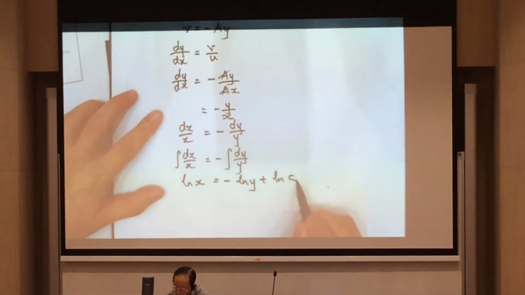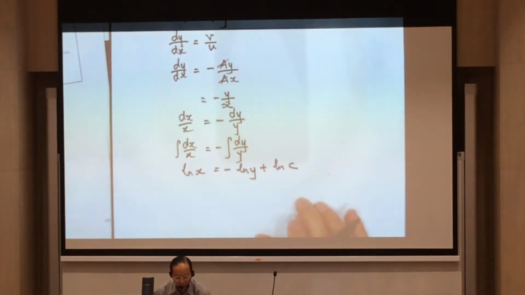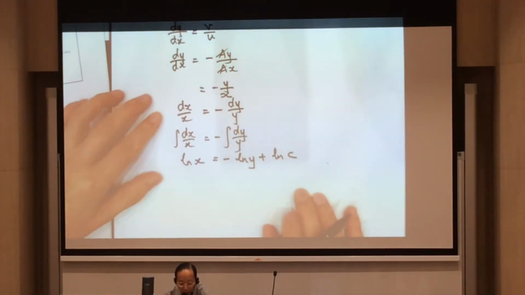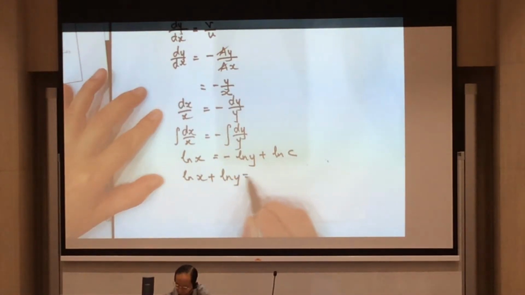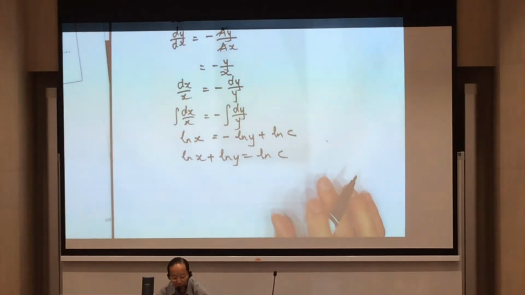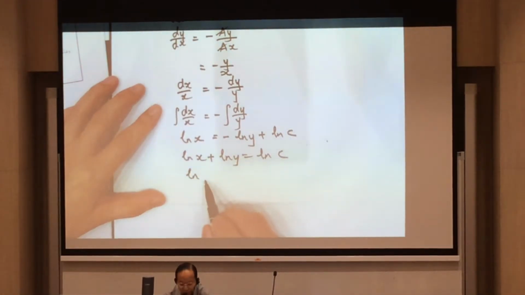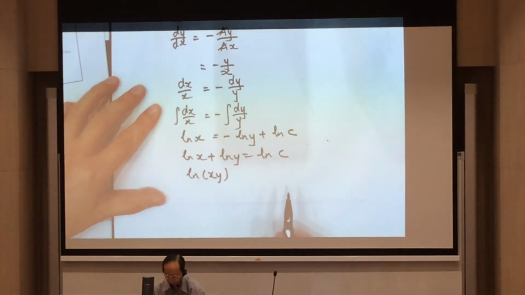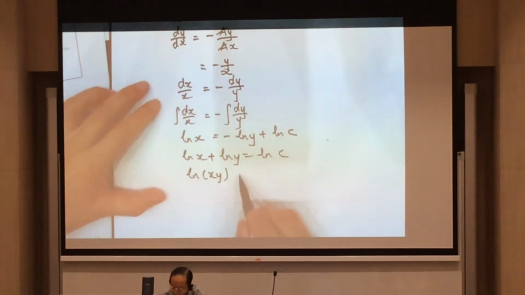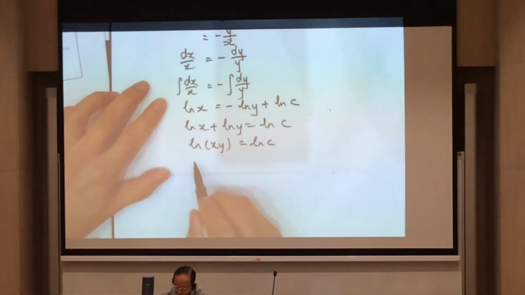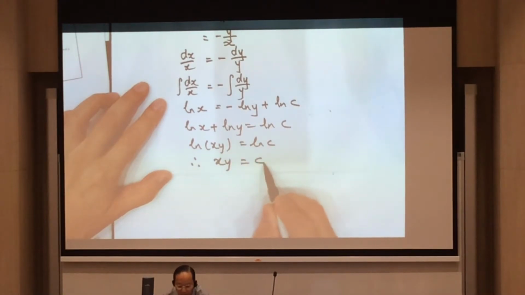Okay, let's call it log c. Here is a constant anyway. So you can just rearrange this, and you have log x plus log y equals log c. So this is equal to log xy. Log x plus log y, the addition of two logarithm terms, is equal to the logarithm of the multiplication of the two terms. So it's equal to log c. Just rearranging, and therefore xy is equal to c.